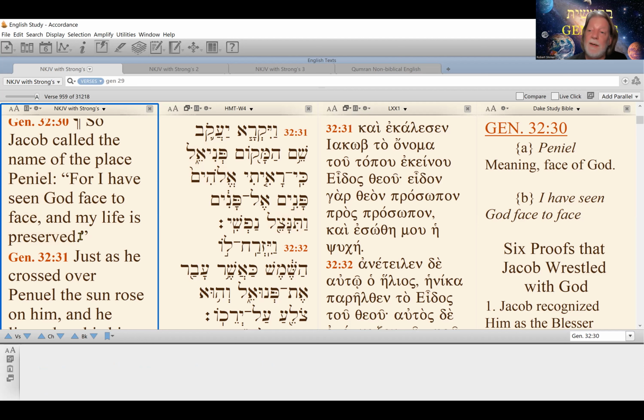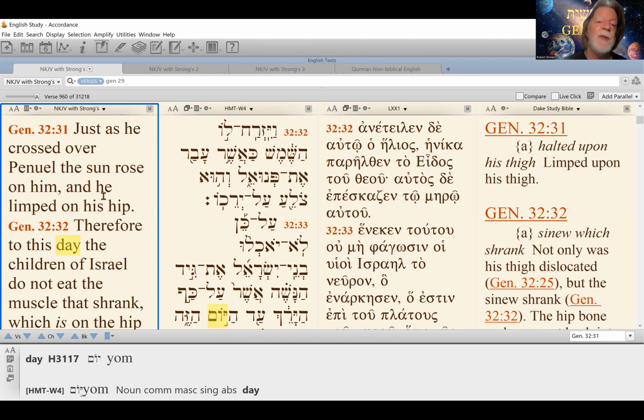And everybody who lived in Israel knew the name of that place, and they knew the significance of this biblical event that had taken place there. So verse 31, just as he crossed over, so I'm thinking Yaakov is crossing over the Yavok River. That's what it's saying here. So that's what leads me to believe that he was on the north side, and the wrestling match took place on the north side. So he crossed over Penuel, and here it's Penuel.